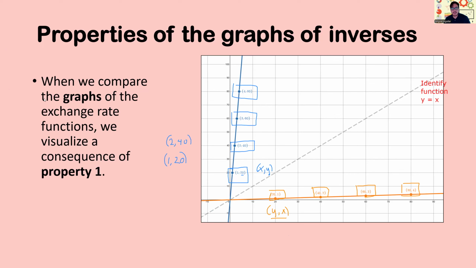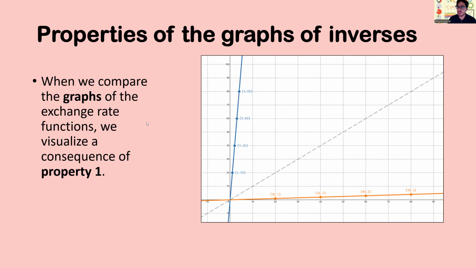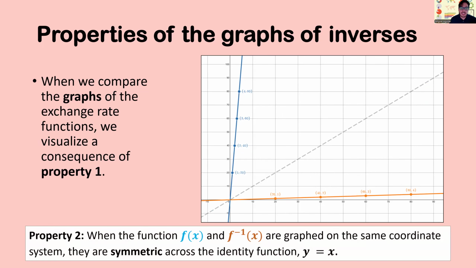Okay. So property 2 is a natural consequence of just swapping those x, y pairs. If you graph both the function and its inverse at the same time, they're going to appear symmetric across the x equals y diagonal, or the y equals x diagonal. Okay.